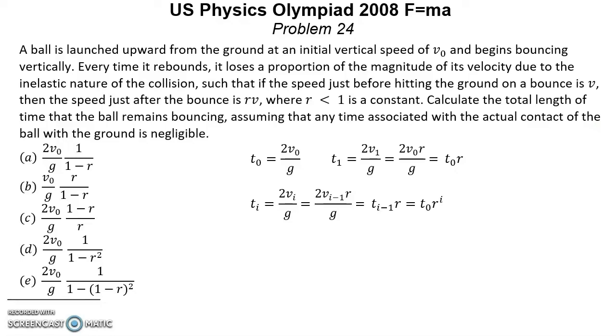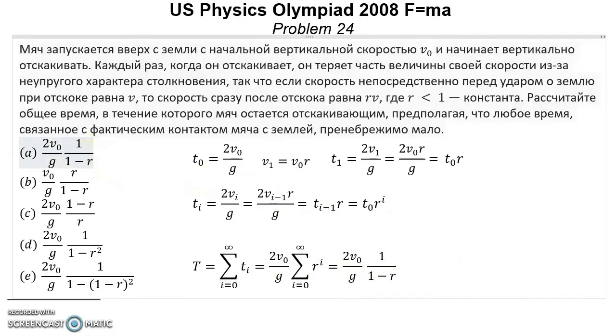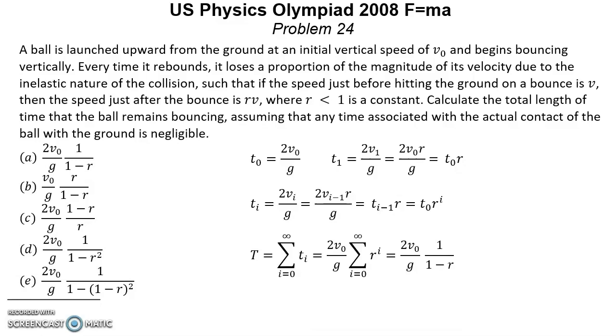Now we can calculate the total time, just summing all these times. So we have the total time as a sum of all times. And finally we have a geometric progression, and we can calculate the result for the geometric progression. And this is our answer. So the correct answer will be 2V0 over g multiplied by 1 over 1 minus R, which is the correct answer, A.